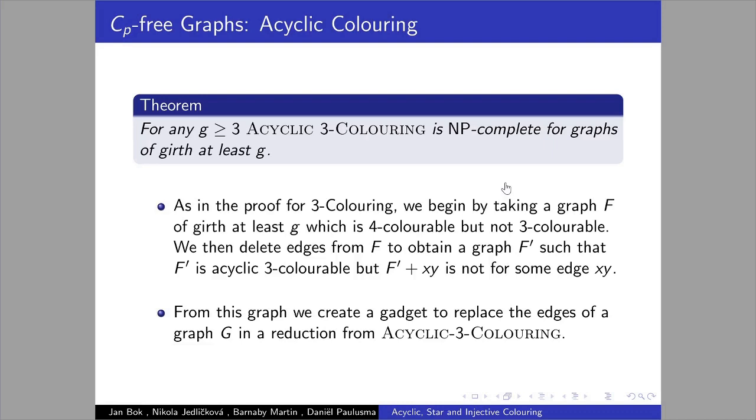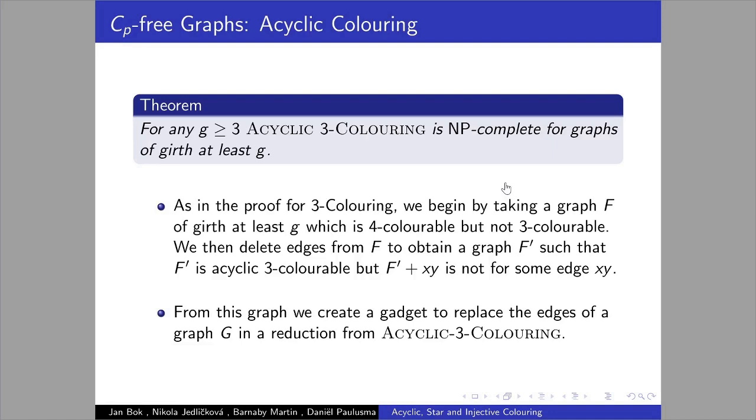And now the case where H contains a cycle. So for acyclic colouring, we actually have an NP completeness result for graphs of arbitrary girth. And the way that we prove this is similar to the proof that 3 colouring is NP complete for graphs of arbitrary girth. So what we do is we start with a graph which is 4 chromatic, and then we delete edges until we get a graph which is acyclic 3 colourable.